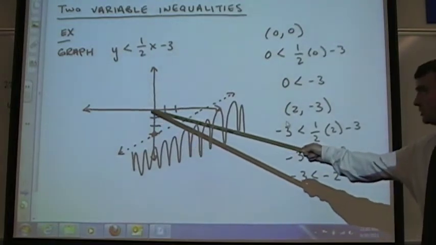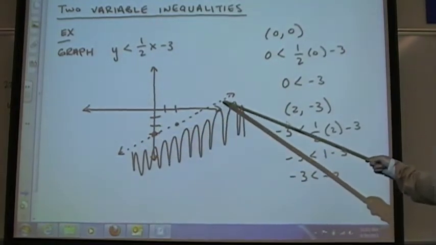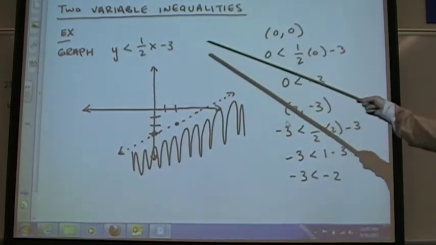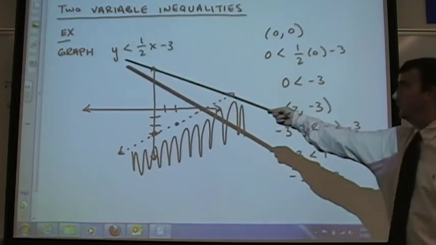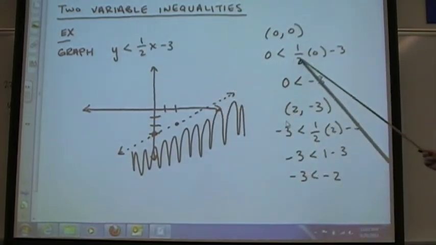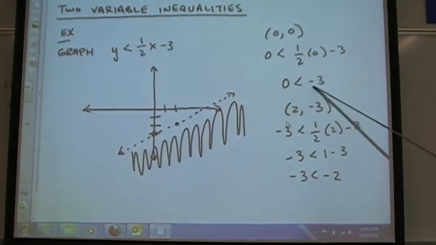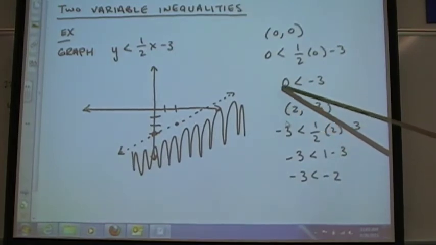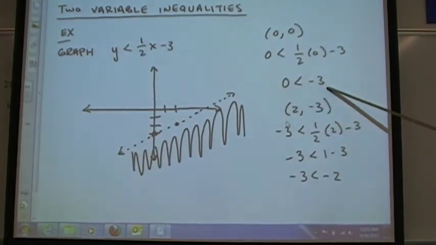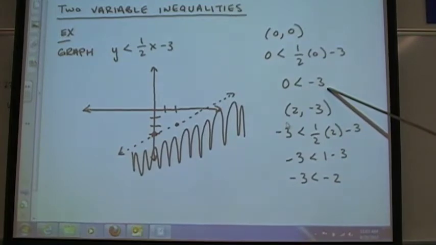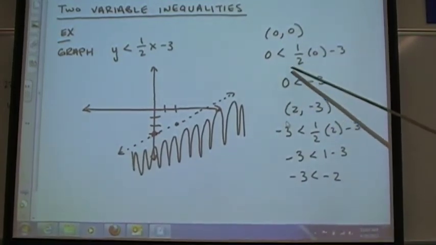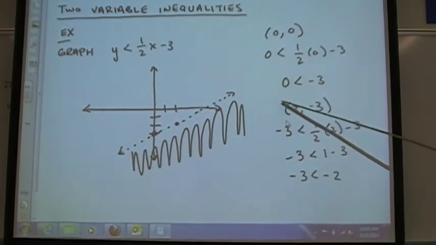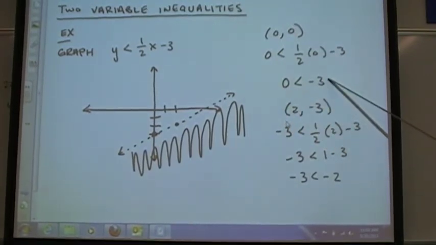So is 0, 0 on my line? No. So I'm going to use 0, 0 and plug it into this inequality and see what happens. So plug 0 in for y, 0 in for x, and solve the inequality. You get 0 is less than -3. Once you get to that point, you ask yourself, is that true or false? That's a false statement. 0 is not less than -3.